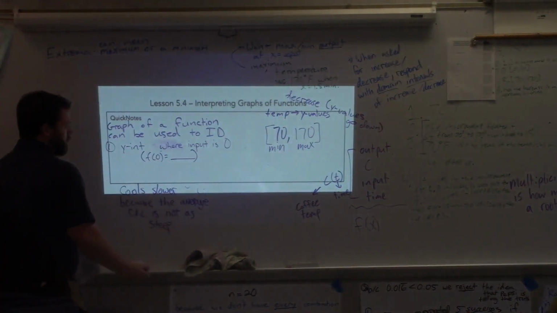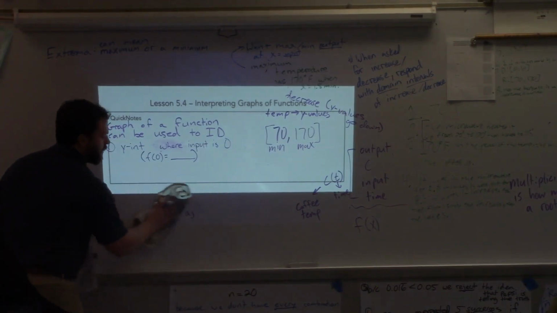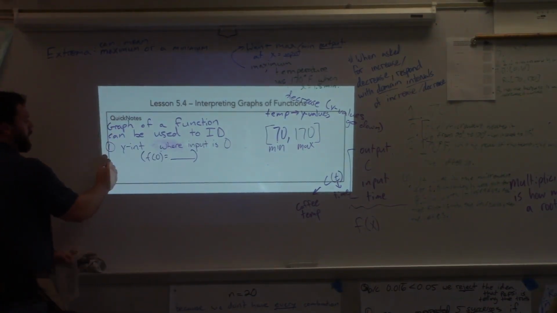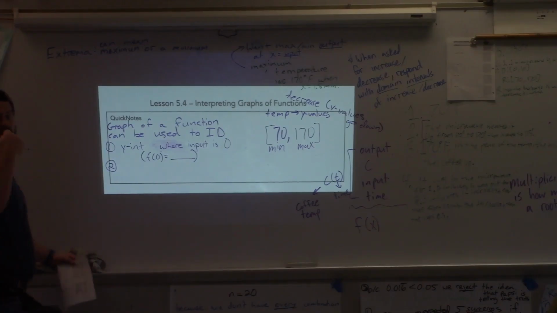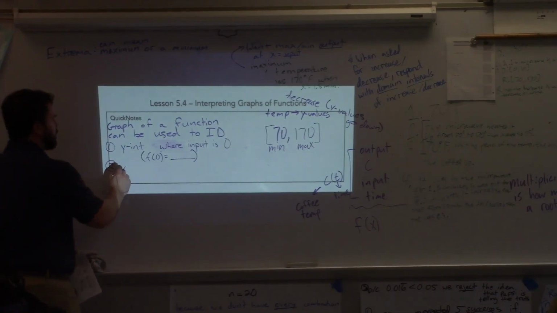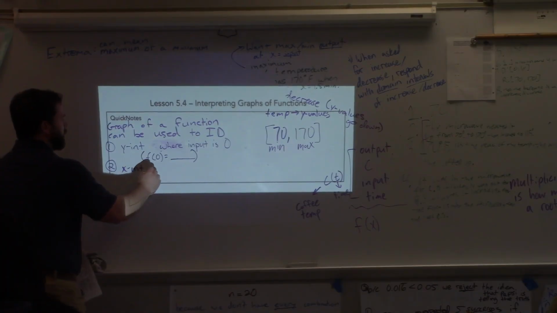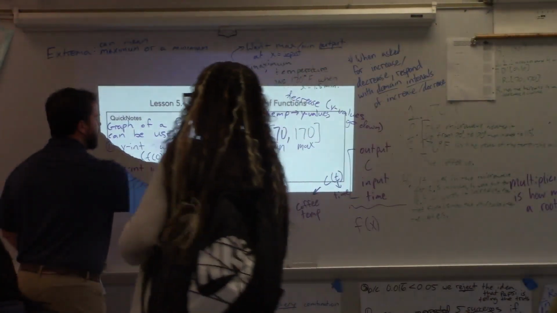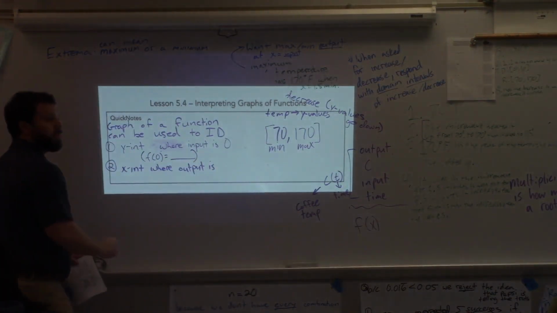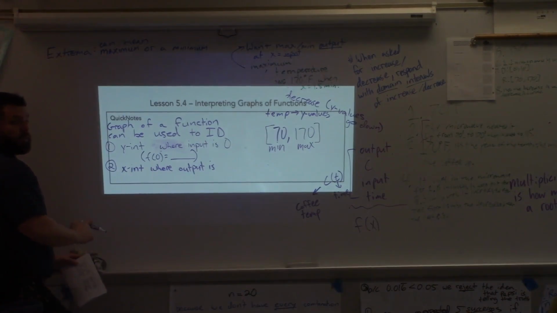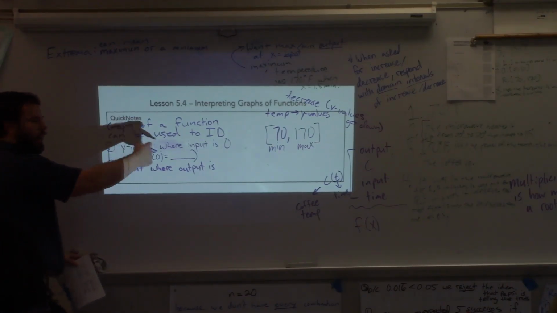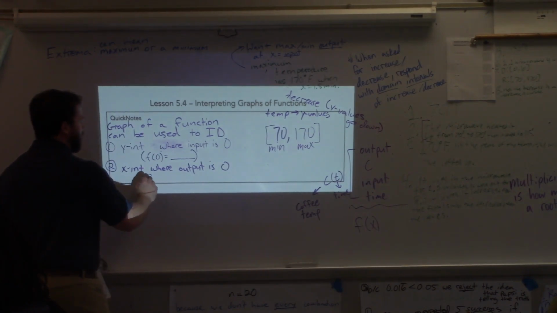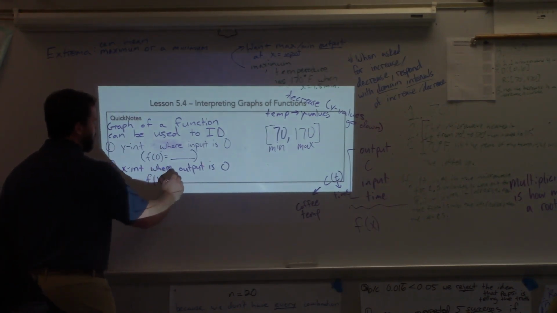What else can we identify? Not just a y-intercept. We didn't do it this time, but also an x-intercept. This is where the output is. Where the output is what? 0. Thank you. X-intercepts are where the output is 0. So that's where f of x equals 0.